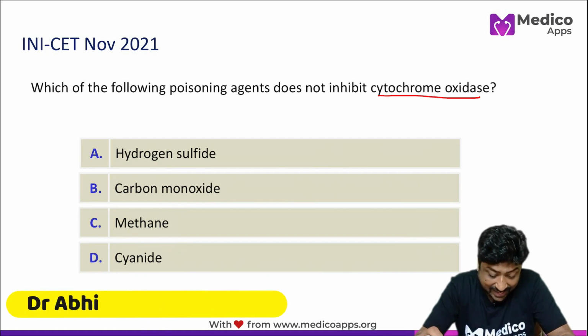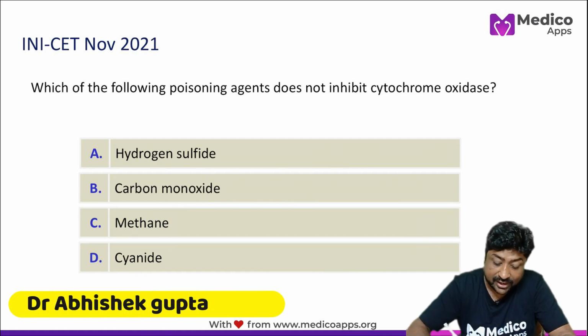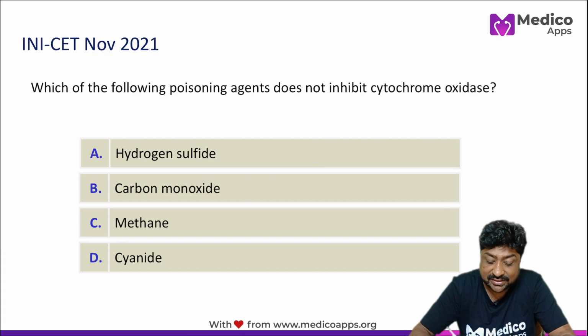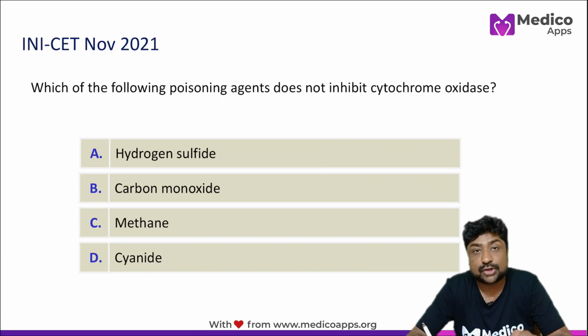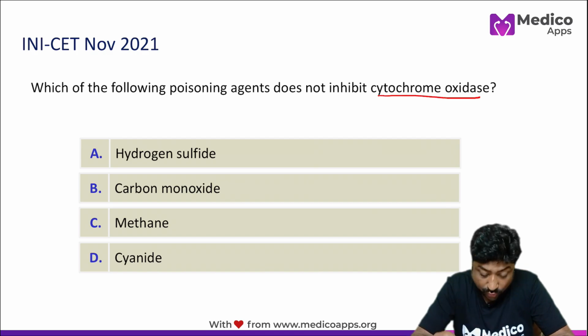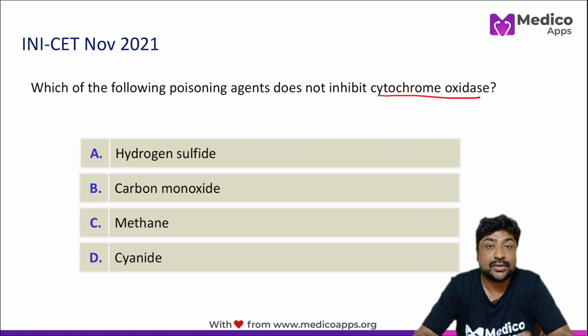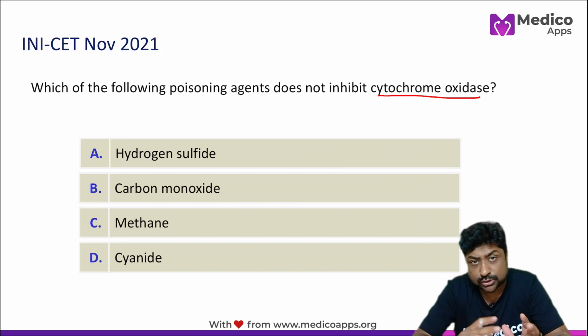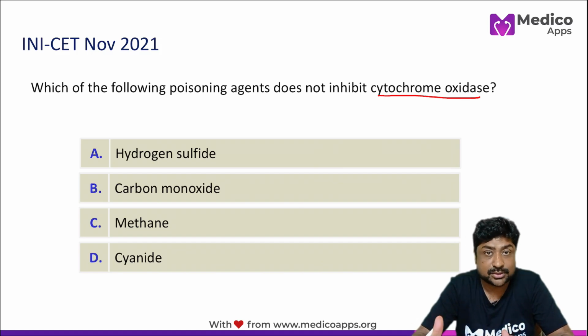This question appeared in INI-CET November 2021 and it asks which of the following poisoning agents does not inhibit cytochrome oxidase. Your options are hydrogen sulfide, carbon monoxide, methane and cyanide. This is basically a question on inhibitors of the electron transport chain. Again, it's a very important topic. Let's look at the theory of electron transport chain inhibitors.